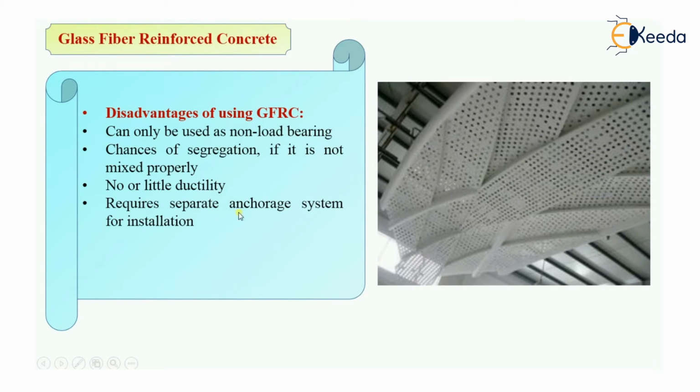Then it requires a separate anchorage system for installation. As you can see, this type of concrete can also be used for precast or architectural facade panels, so it will require an anchorage system for installation. Then, as we have seen, this type of concrete can also be colored, or coloring material can be used with it. But over time the color will fade away because of the sunlight. So the color of GFRC, glass fiber reinforced concrete, will fade away due to sunlight. That is one disadvantage. So these are the disadvantages of glass fiber reinforced concrete.